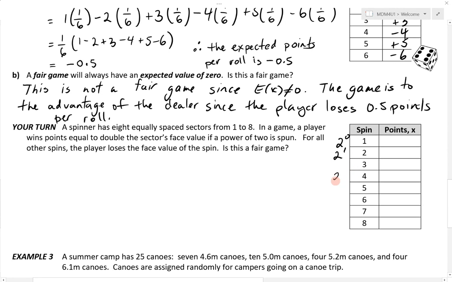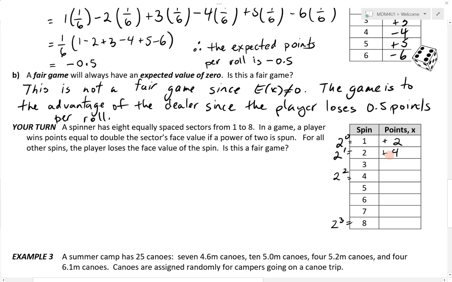And then you have 2 squared, which is 4, and then 2 cubed, which is 8. So it's these 4 sectors that are going to award you points. And how many points are they going to award you? It's double the sector's value. So if this sector is 1, then the points you win is 2. If this sector is 2, the points you win is going to be 4.